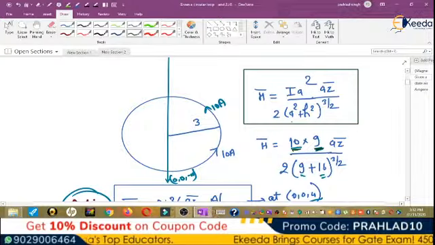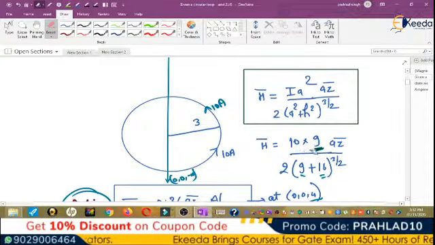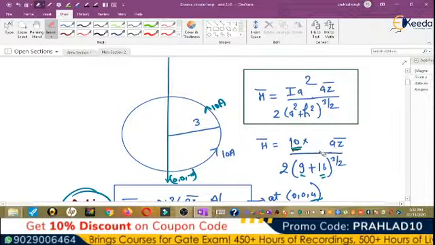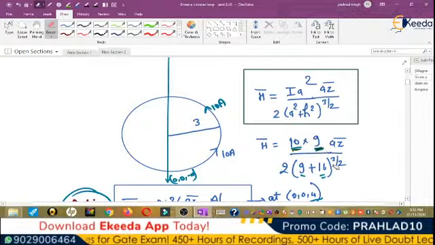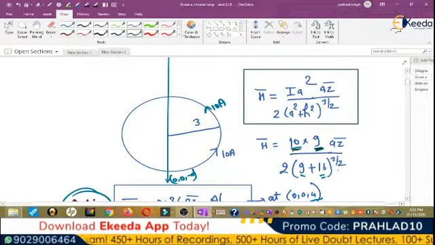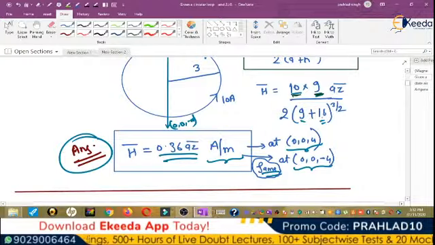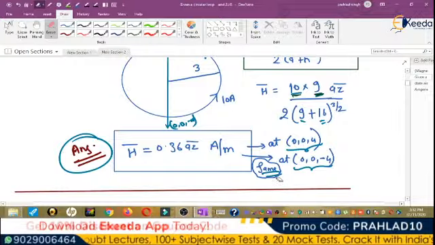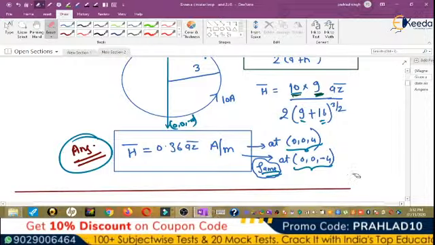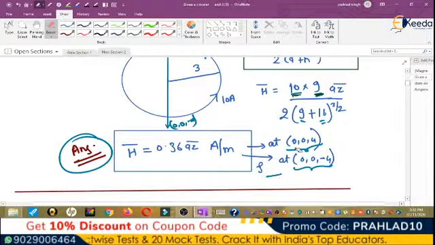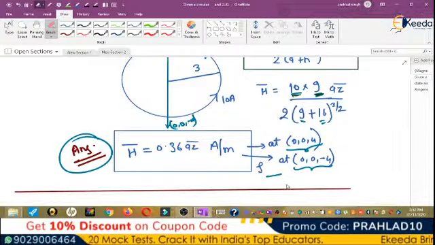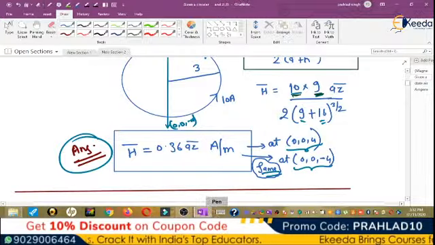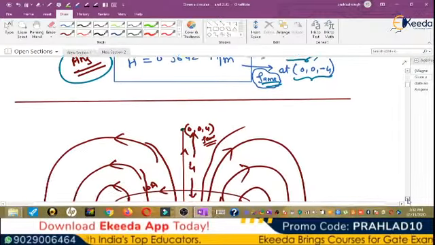So current is 10, a square is 9 because the radius is given as 3, upon 2 (a square plus h square) to the power of 3 by 2. So we'll just put here 2 into (9 plus 16) to the power of 3 by 2. So the value of H vector is 0.36 a_z. So at (0, 0, 4) and (0, 0, minus 4), the answer will be the same because for both the current direction is the same.